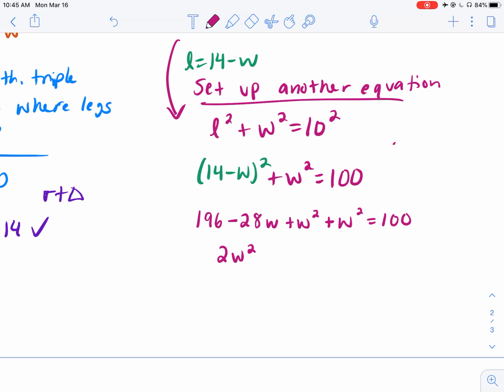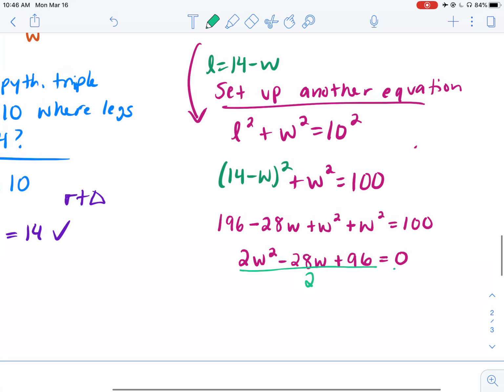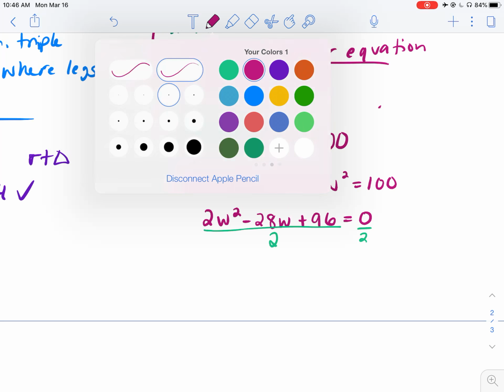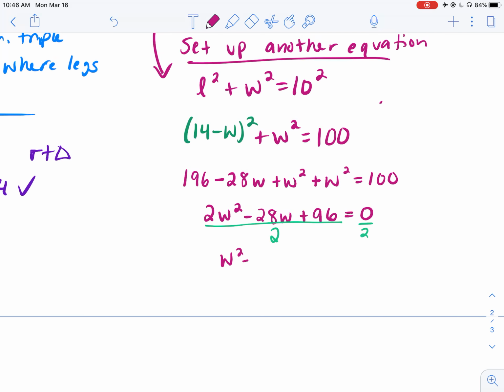So if I rearrange, this gives us 2W squared minus 28W. Now, I'm going to subtract the 100, add it to the 196. This gives plus 96 is equal to 0. Now, before I factor, if there's a 2 in front, we might just have to deal with it, but let's check. Everything is a multiple of 2, so let's divide by 2 to make it a little bit easier on ourselves. And this gives us W squared minus 14W plus 48, since 96 divided by 2 is 48. And now we ask, what multiplies to 48 that adds to negative 14?